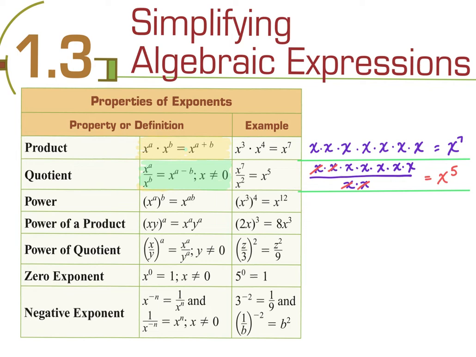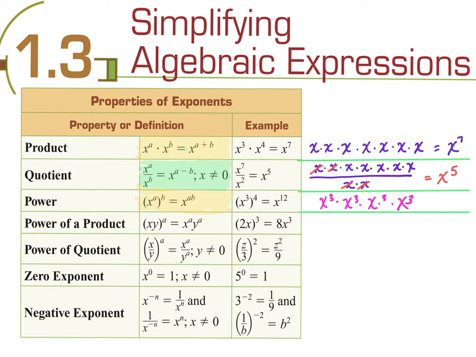Your next property is your power property. All right, your power property says if I have a power to a power, then I multiply them. The example they give me here is x cubed, and that whole group to the 4th power, which means I have x to the 12th power. And so this actually works with expansion as well. If I were to take this and say, well, I have x cubed times x cubed 4 times, right?